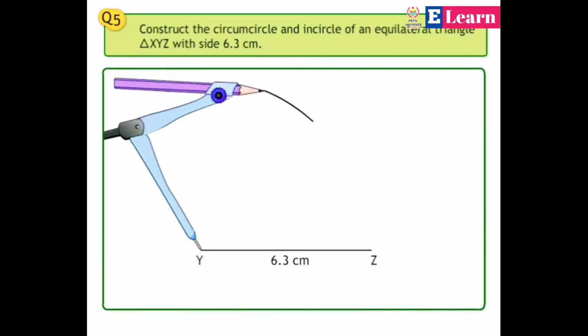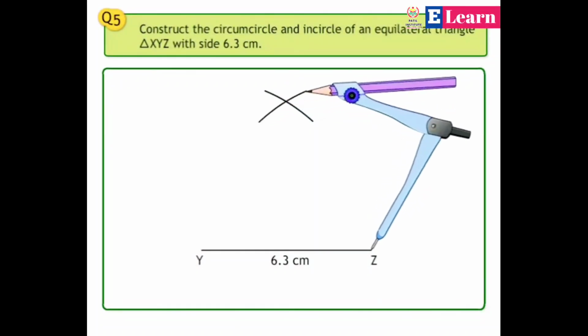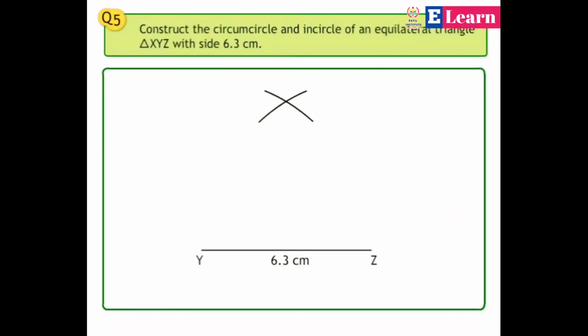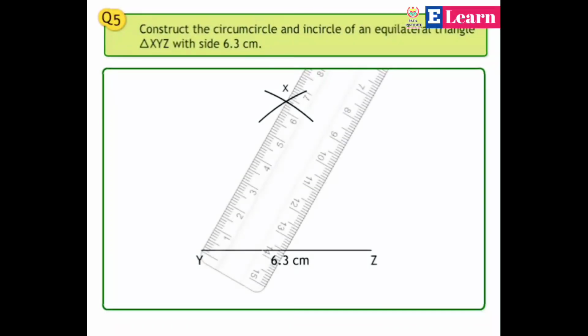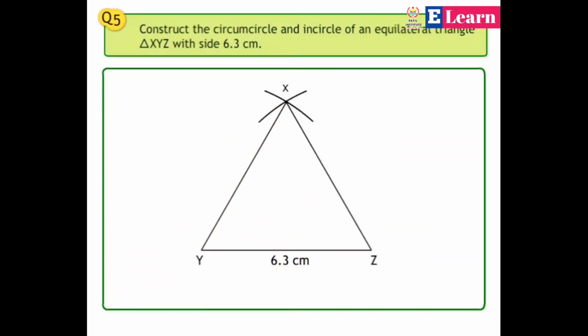Now, draw an arc from point Y of length 6.3 centimeters. Now, again draw an arc from point Z of length 6.3 centimeters and mark that point as X. Join XY. Also draw segment XZ. You get the required triangle XYZ.